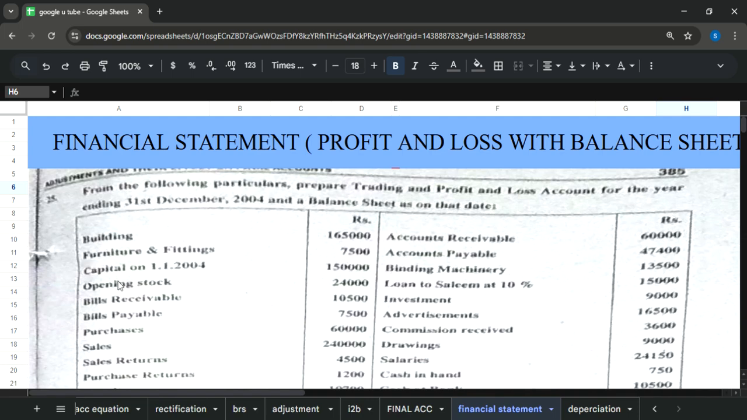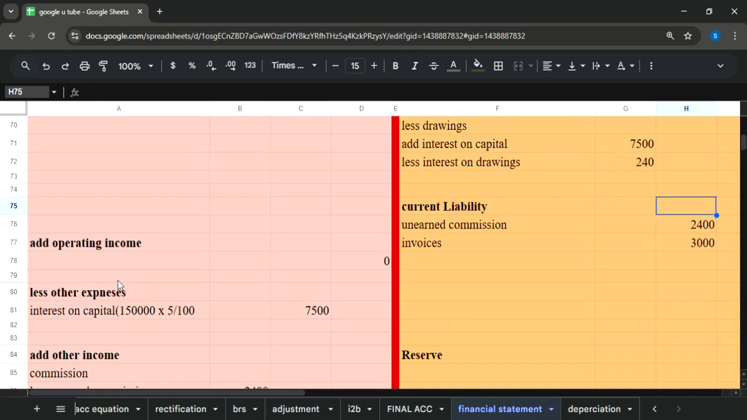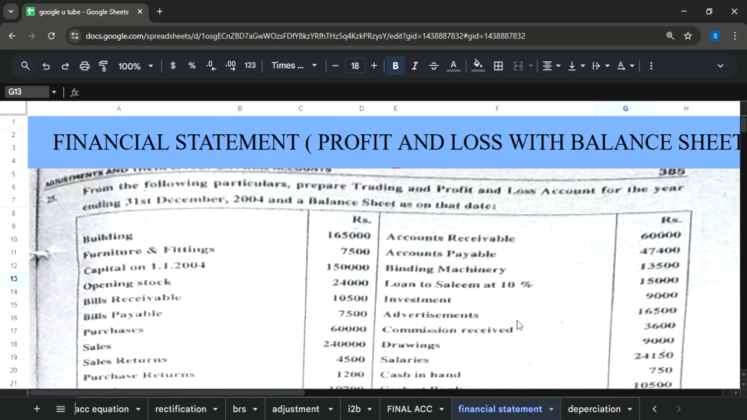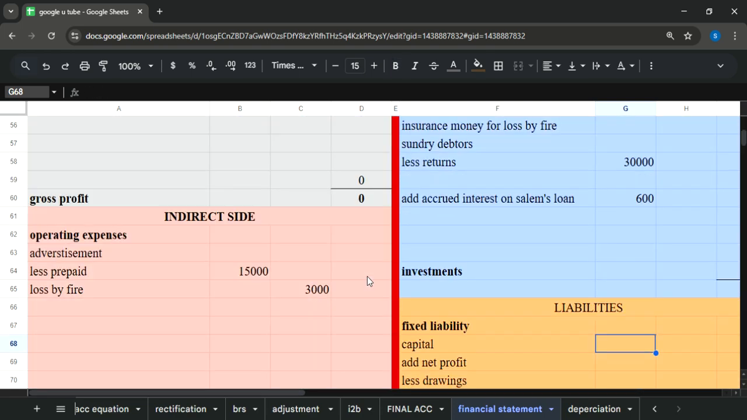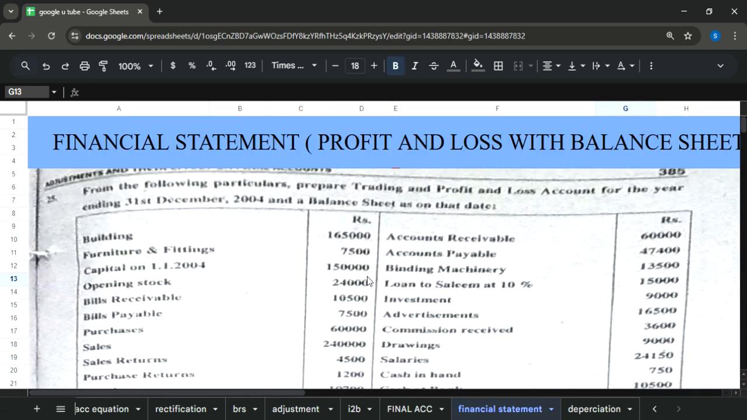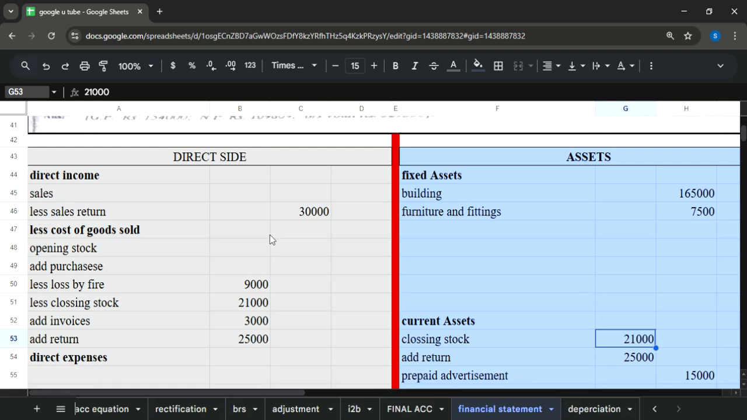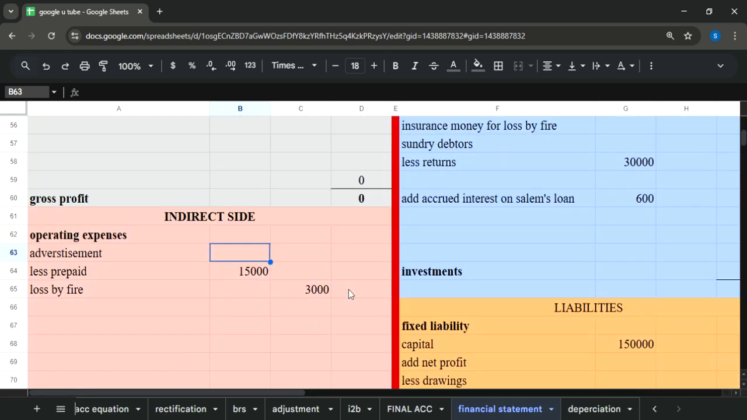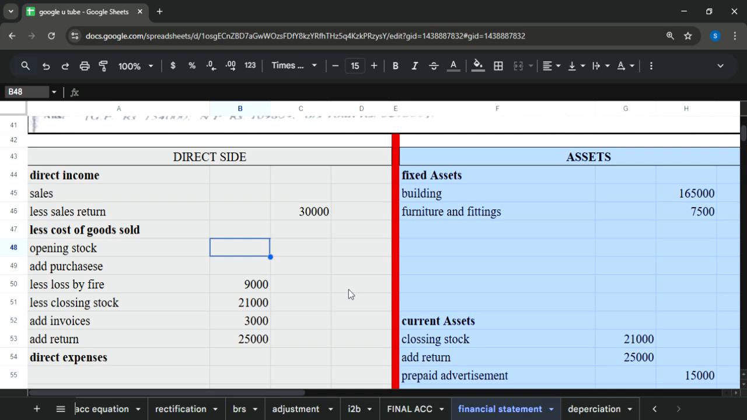Then we have capital, which is your fixed liability, and we have already reserved its place of capital. We will just put the amount 150,000. Write down in fixed liability amount of capital. Then we have opening stock, part of cost of goods sold statement. Again, its place is already reserved. Amount of opening stock is 24,000. So put amount over here.